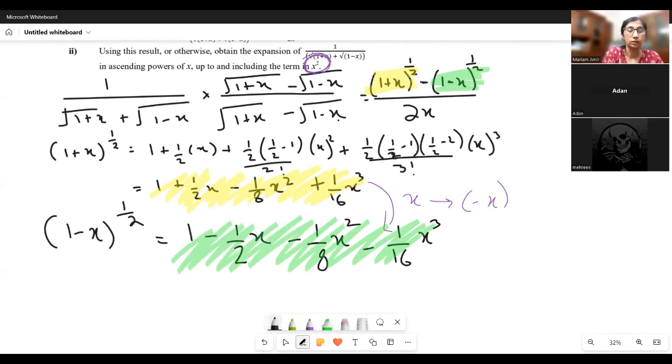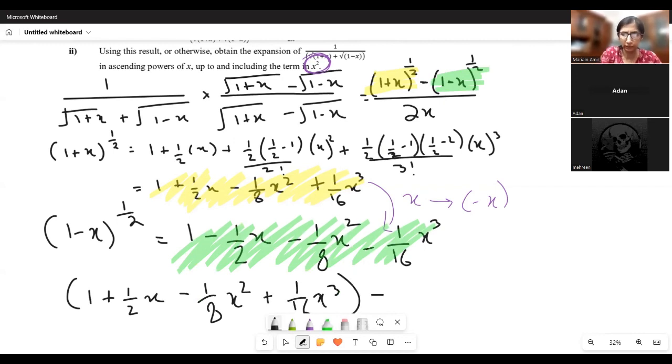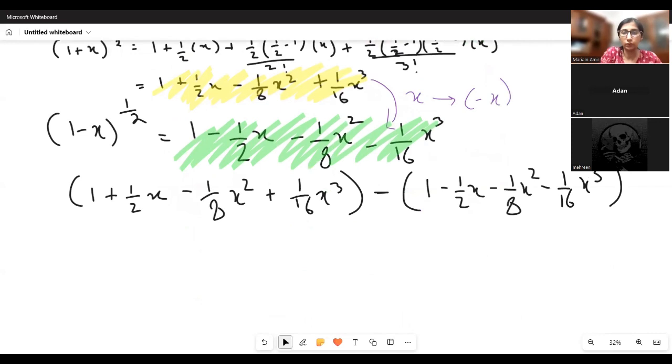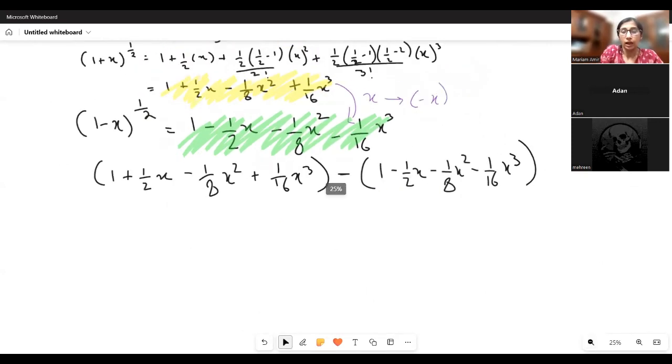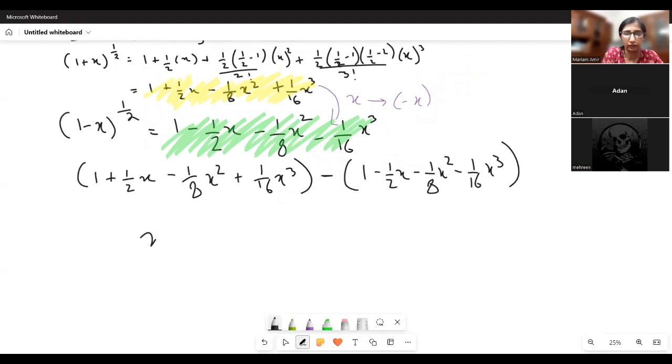Now we subtract the result. Since it's subtraction, you have to be extra careful with the algebra. Place a negative sign in between and place brackets around it. So negative sign and then 1 minus half x minus 1 by 8 x squared minus 1 by 16 x cube. Okay, so 1 and 1 get cancelled. Half and half get added, so we just have an x. Then minus 1 by 8 x squared and plus 1 by 8 x squared get cancelled. And then 1 by 16 plus 1 by 16 would be 2 by 16, which is 1 by 8 x cube.